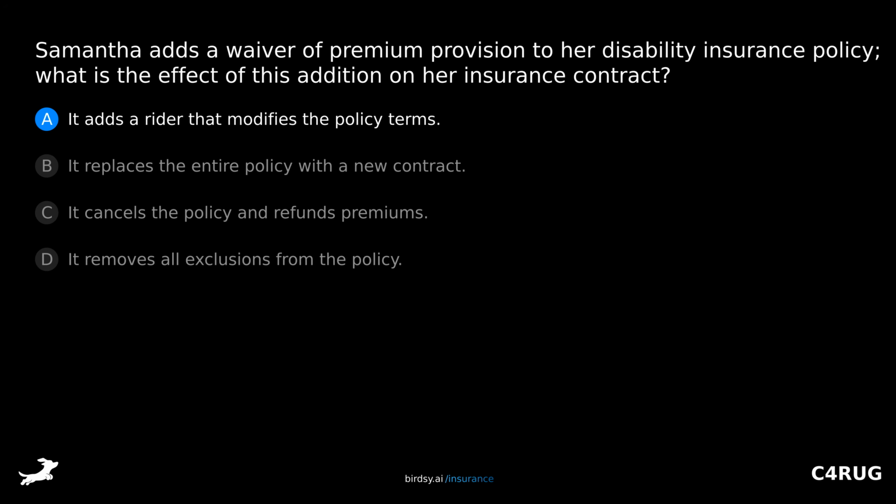Is it A. It adds a rider that modifies the policy terms, B. It replaces the entire policy with a new contract, C. It cancels the policy and refunds premiums, or D. It removes all exclusions from the policy? The correct answer is A. It adds a rider that modifies the policy terms.